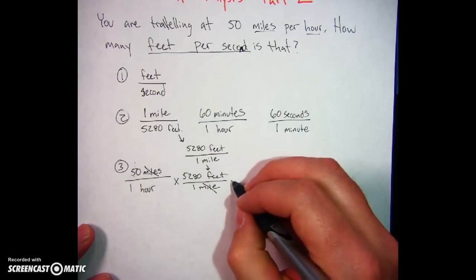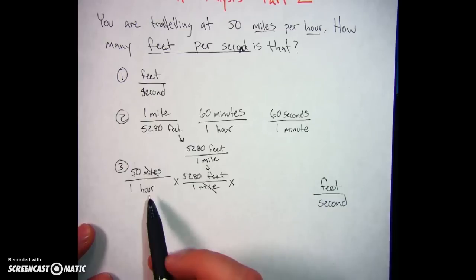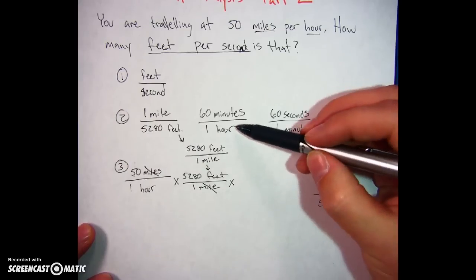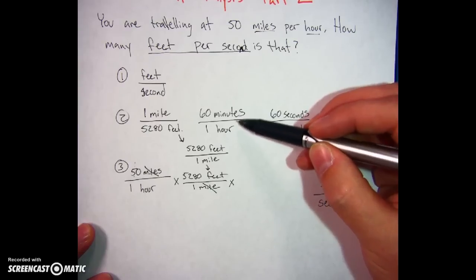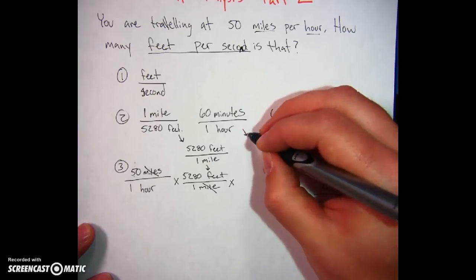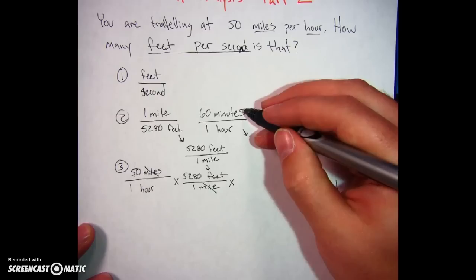So we're going to take 2 more steps. We need to get something with hours on the top. We have the same problem that we had with the miles and the feet. 1 hour is the same as 60 minutes.